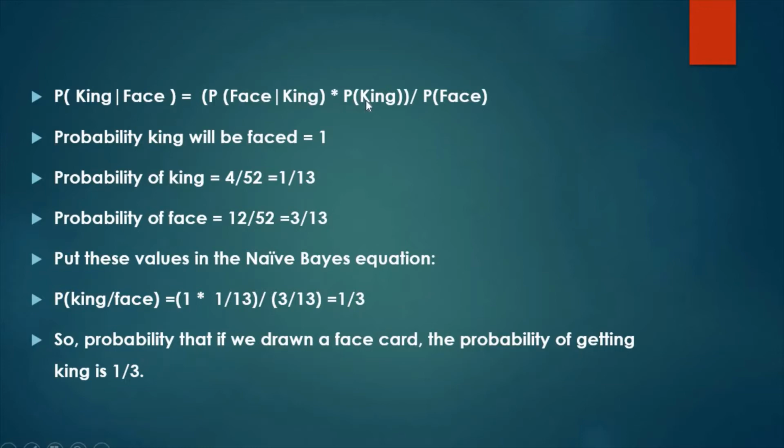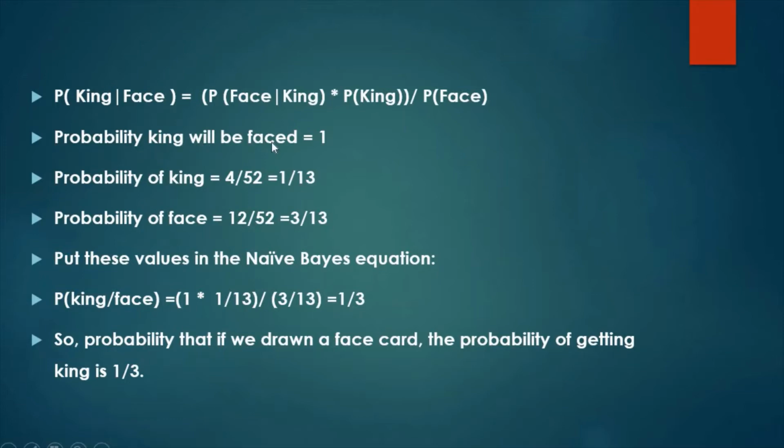So we need to calculate the right hand side of the equation individually. The very first is the probability of face given king. That means what is the probability that a face card will occur if a king card is provided? Whenever the king card is provided, definitely that will be a face card, so there is 100% probability. As we know, probability lies between 0 and 1, so the probability of occurrence of a face card if king is provided is equal to 1.